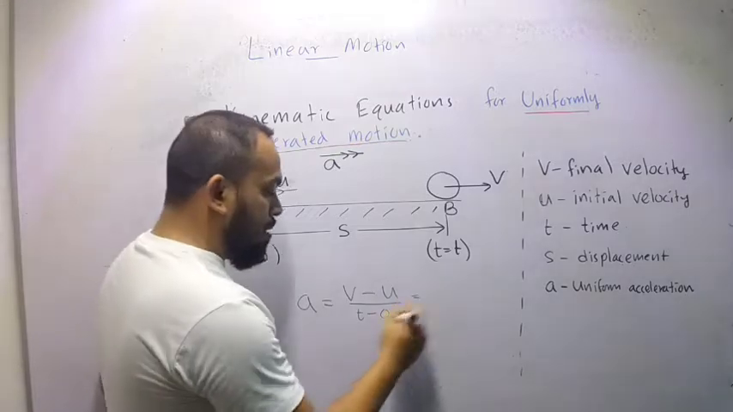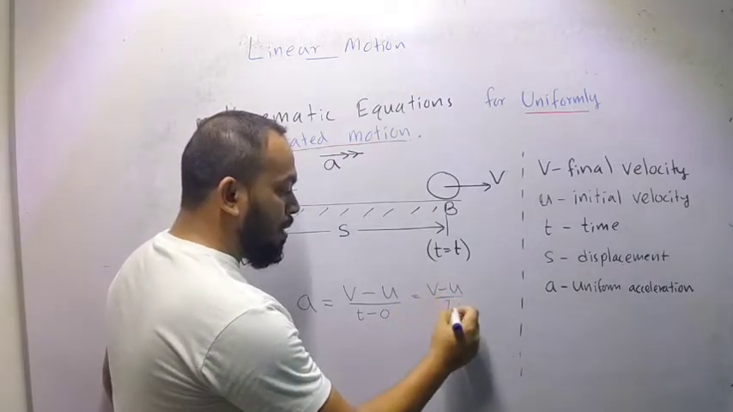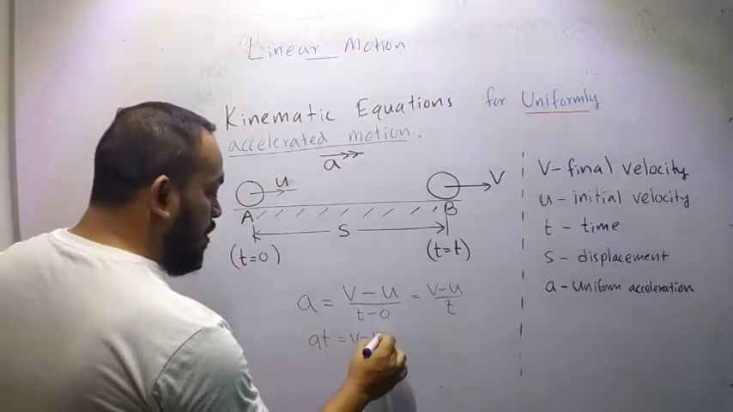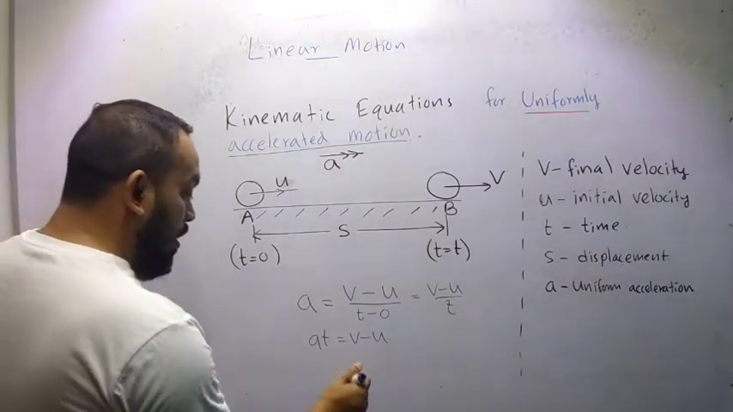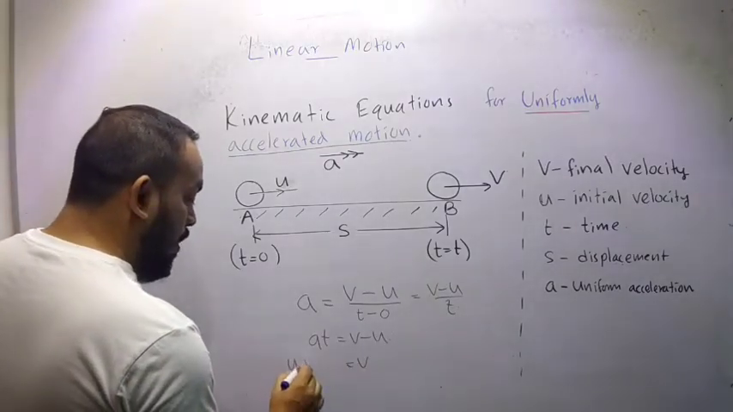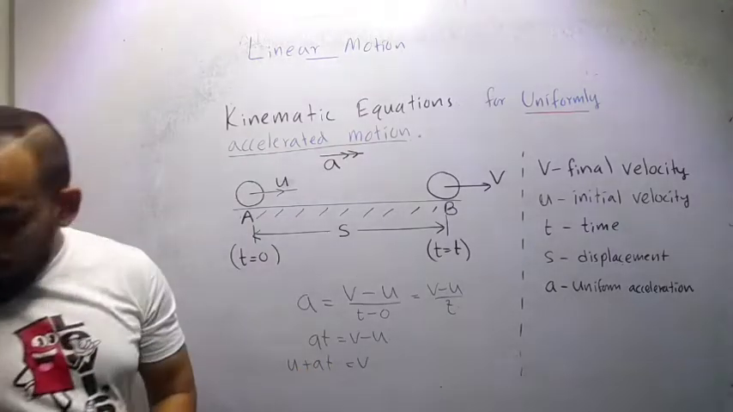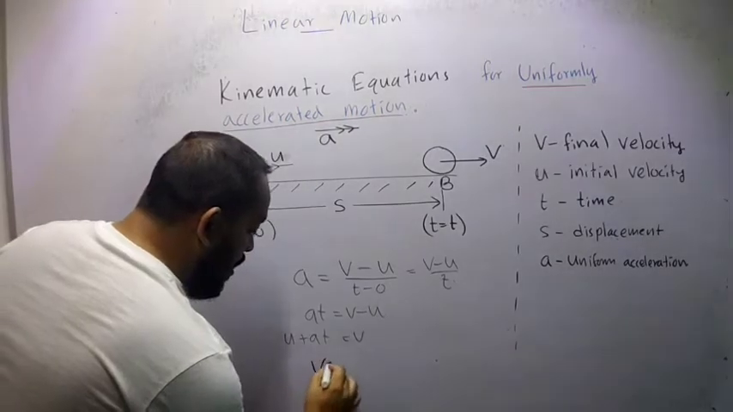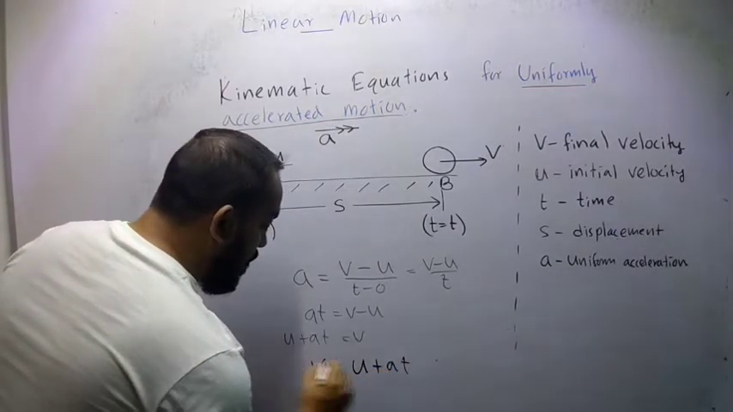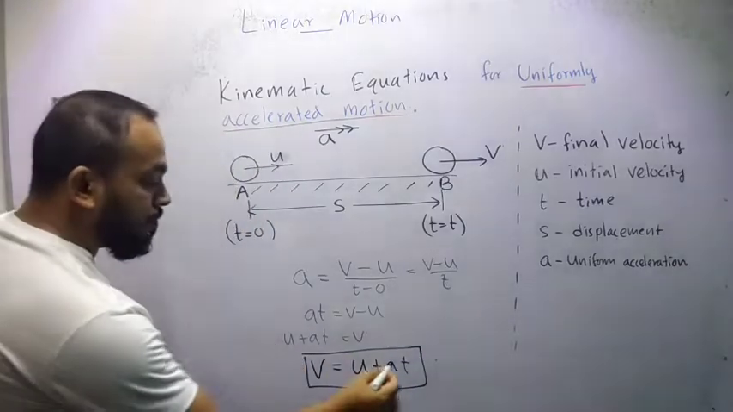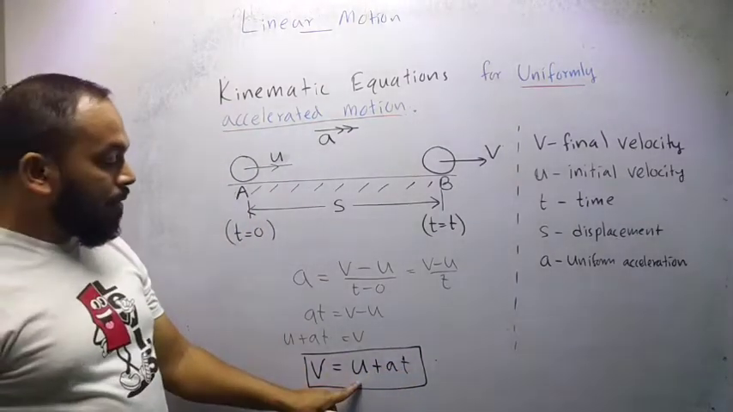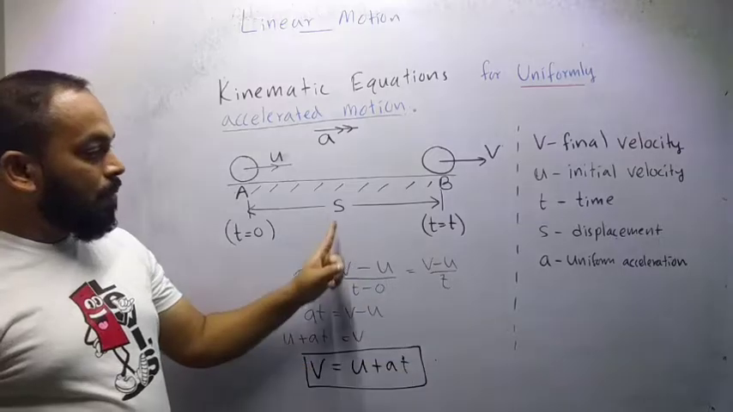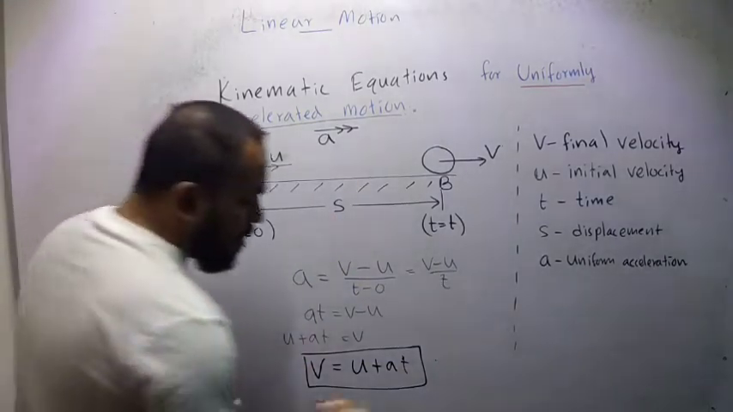Then it will be easier for us to solve problems. Right. So t minus 0 is t, a equals v minus u over t, then cross multiply, then a t equals v minus u, right? Then v equals u plus a t. Okay. So we get the first equation. First equation is v equals u plus a t. This is our first equation. Notice here that we have final velocity, initial velocity, acceleration, time, but we don't have s here. No s.